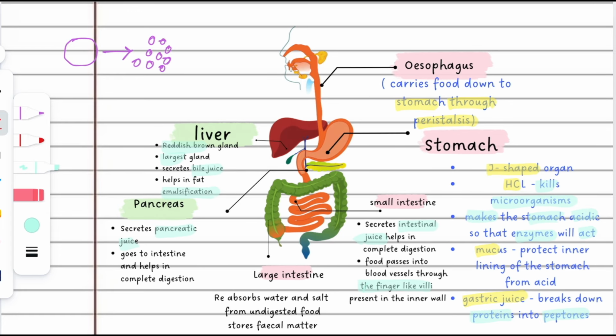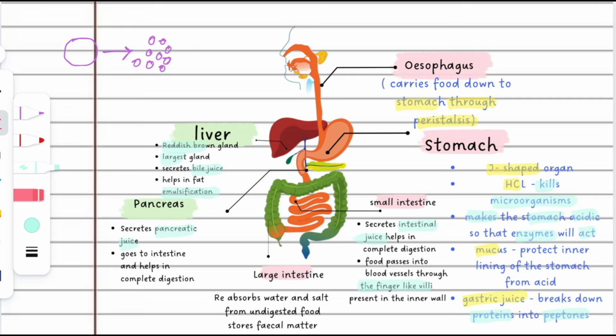Now the villi consist of lots of blood vessels. From here, in the small intestine, the food will get absorbed into the blood vessels. Inside the blood vessels there is blood, and the food will get dissolved or absorbed in the blood.